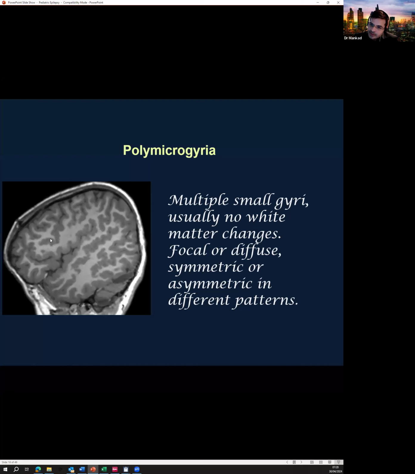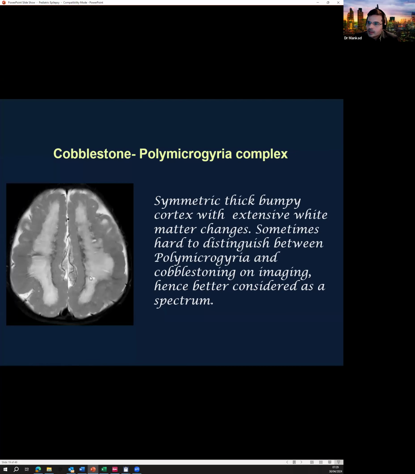You can appreciate that here. They're folded together. Polymicrogyria can look like many different things, but the basic principles are that they can be symmetric or asymmetric, but they are multiple small gyri clustered together. And these are very typical locations for polymicrogyria. This is not normal folding. You can call it normal folding posteriorly, but this is not normal folding.